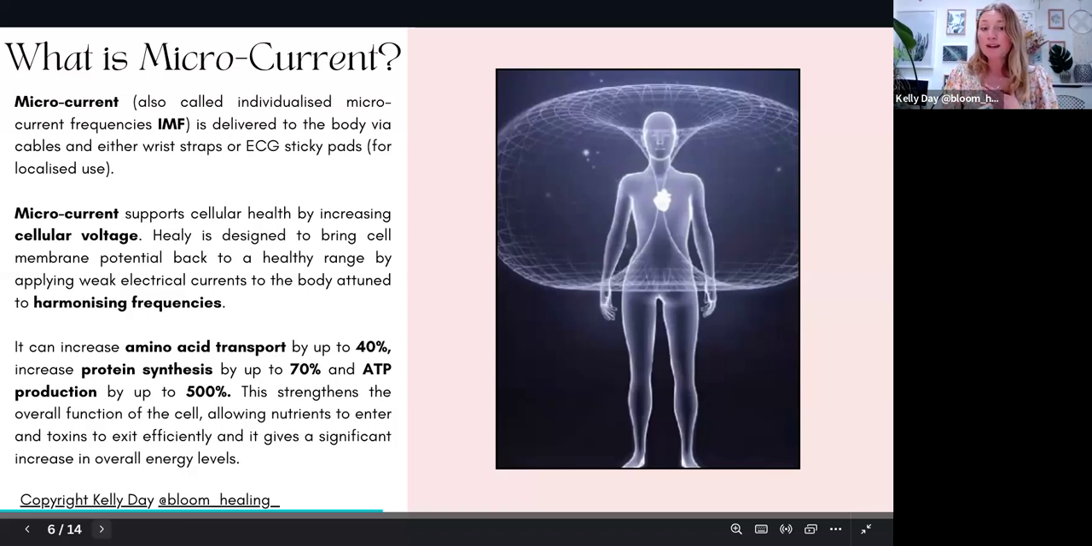What this actually means is that it strengthens the overall function of the cell, and it allows nutrients to enter and toxins to exit efficiently. And it gives a significant increase in overall energy levels. ATP production is the part of the cell which is responsible for the energy level of the cell. So it has the potential to increase that by 500%. So the microcurrent is incredible for cellular health and for delivering frequencies directly to your body.